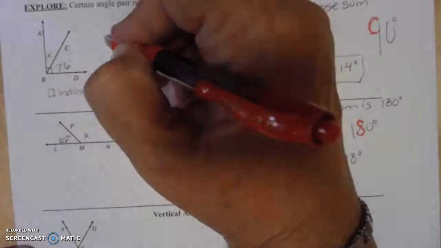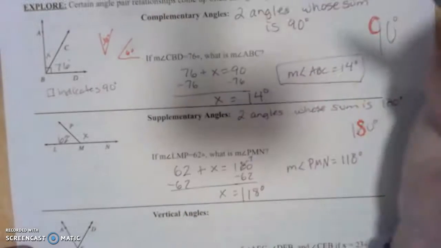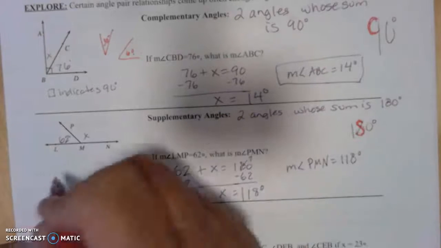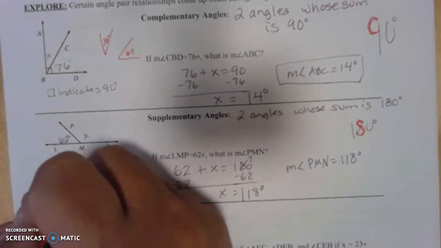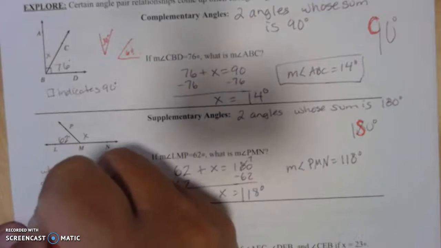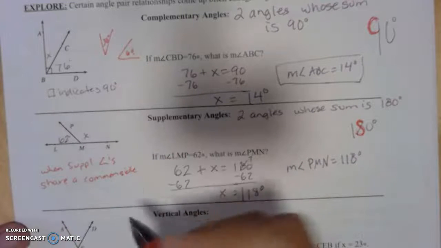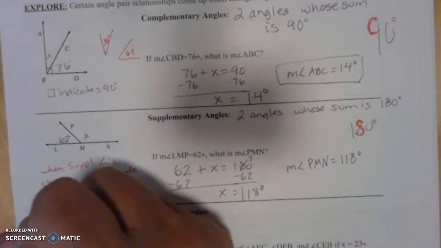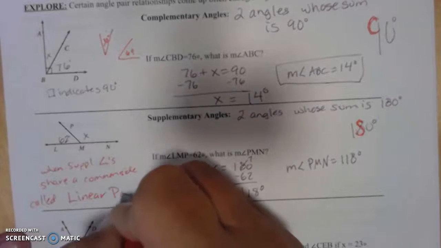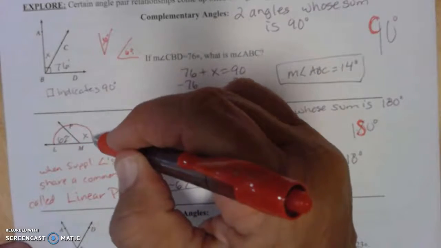So I can have up here an angle that's say 30 degrees and another angle here that's 60 degrees, and these two angles would be complementary. Same with supplementary, they don't have to touch, but when they do touch, when supplementary angles share a common side, they're called a linear pair.